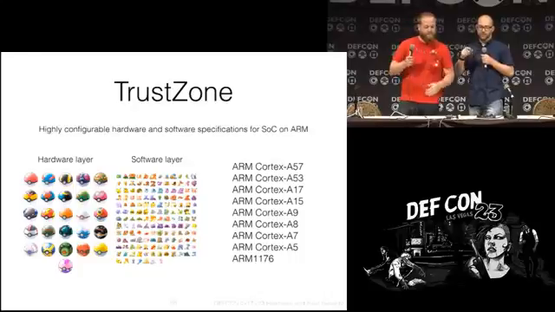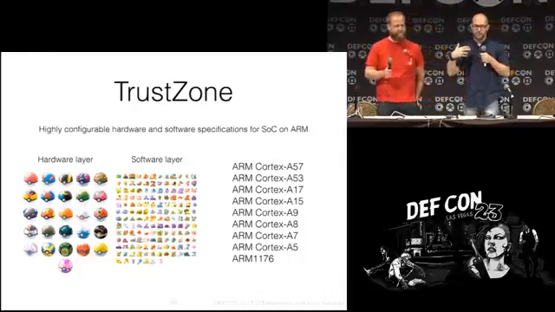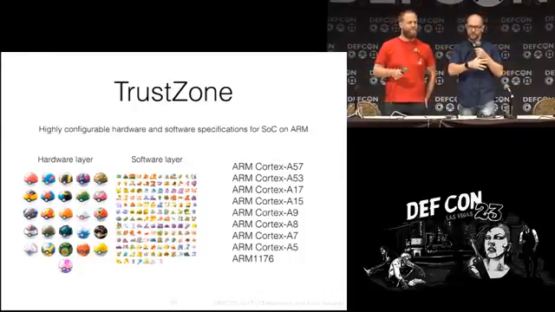Right. So with Trust Zone 2, ARM has built this API, like the protection domain that we were talking about before, and they released it in the form of the ISA.